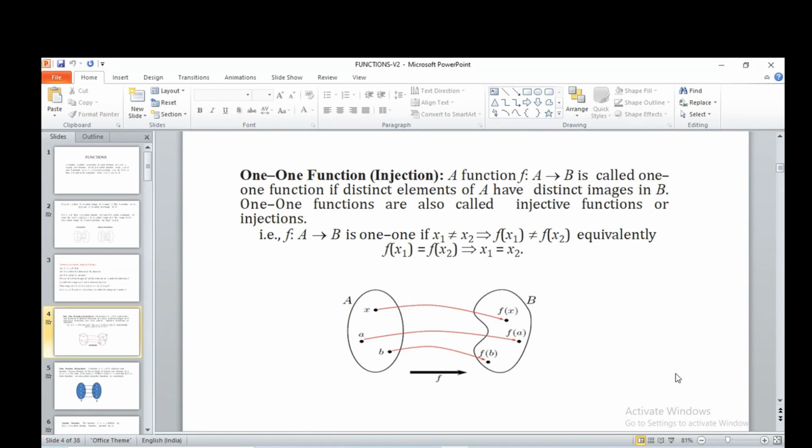A function F from A to B is called a one-to-one function if distinct elements of A have distinct elements in B. So one-to-one functions are also called injective functions or injections. F maps A to B is one-to-one if x1 not equal to x2 implies that f of x1 is also not equal to f of x2. Equivalently, f of x1 equal to f of x2 implies x1 equal to x2.